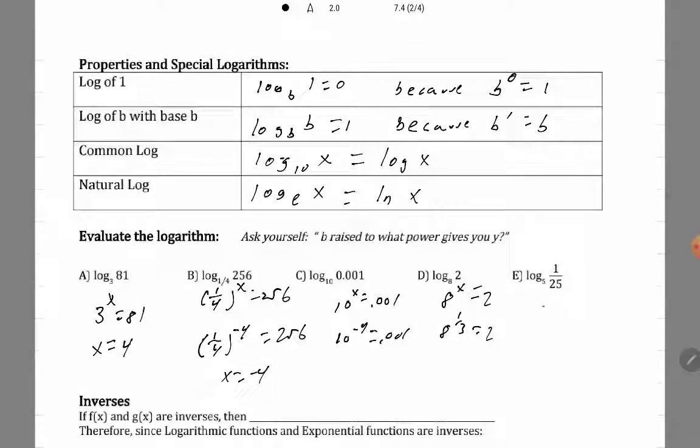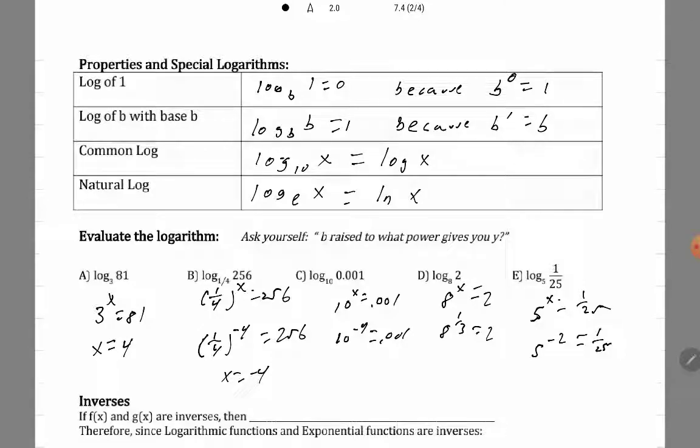And then lastly, 5 to what power gives you 1 over 25? That would be 5 to the negative 2. Okay.